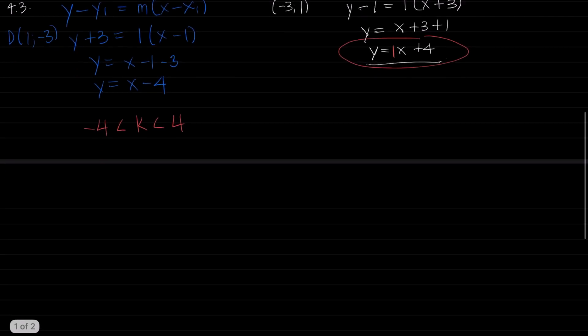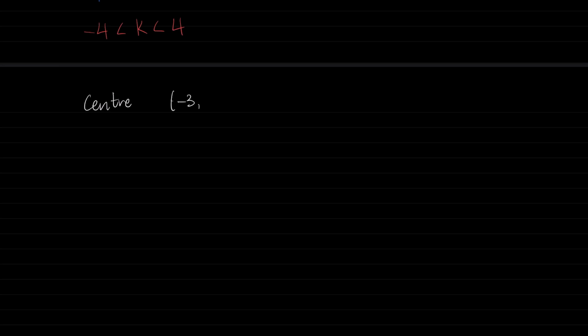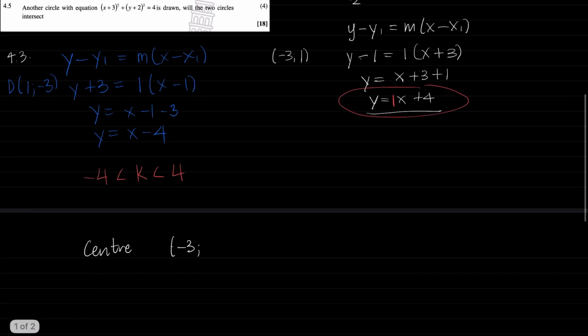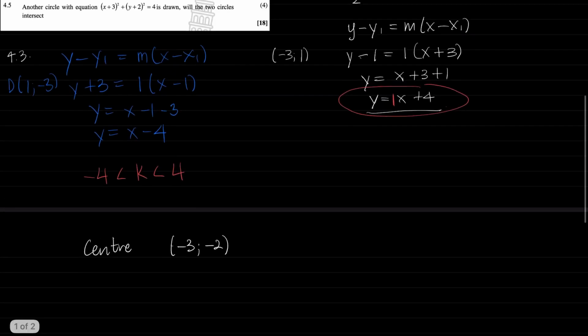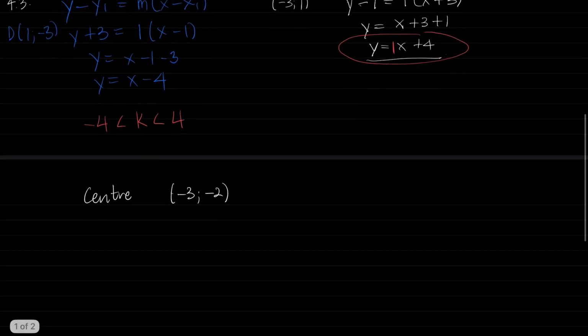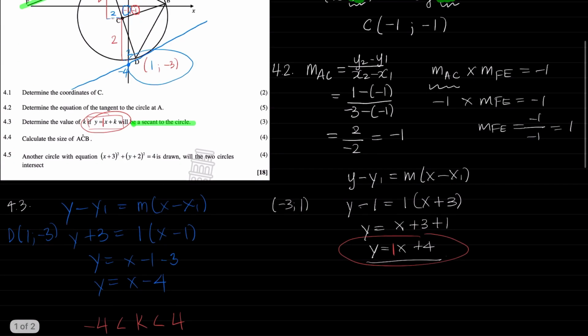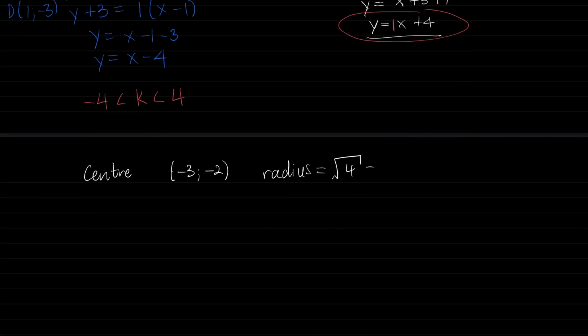Okay, so first, let's figure out what the center of that circle is going to be. So the center of that circle, x plus 3, so the center is going to be minus 3. And x plus 2, remember we changed the sign, so with x plus 2 it becomes minus 2. So the center is minus 3 and minus 2. And the radius is going to be the square root of this number here. So the square root of 4, the radius is 2.